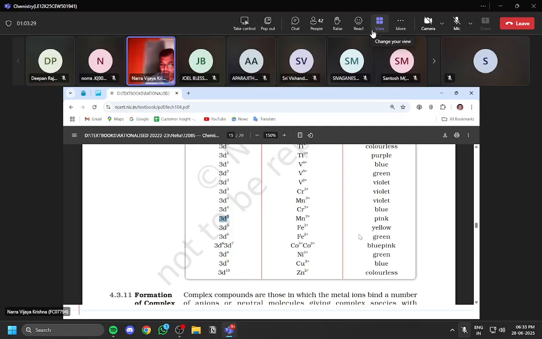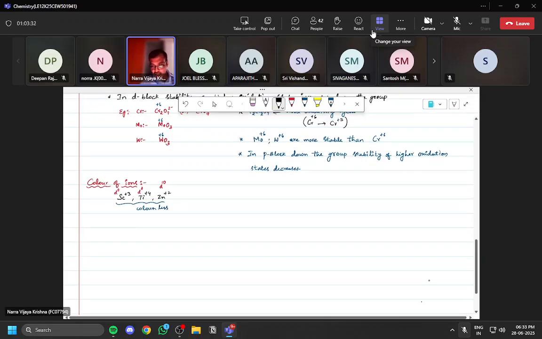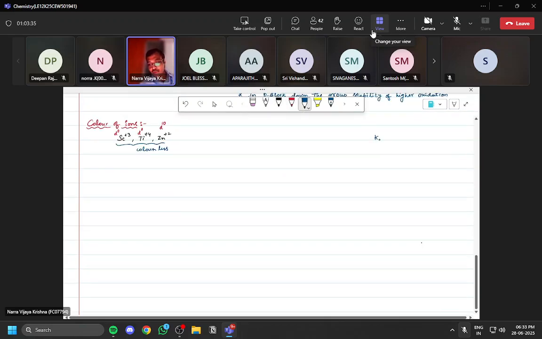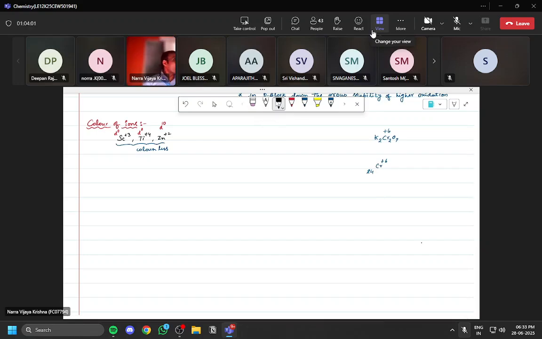One more thing. What is the oxidation state of chromium in K2Cr2O7? +6. When chromium is in +6 state, how many d electrons? Chromium is 24. Configuration 4s1, 3d5. D0 means how many unpaired electrons? If there are no unpaired electrons, the color should be colorless. Correct? But such complexes are colored due to ligand to metal charge transfer.